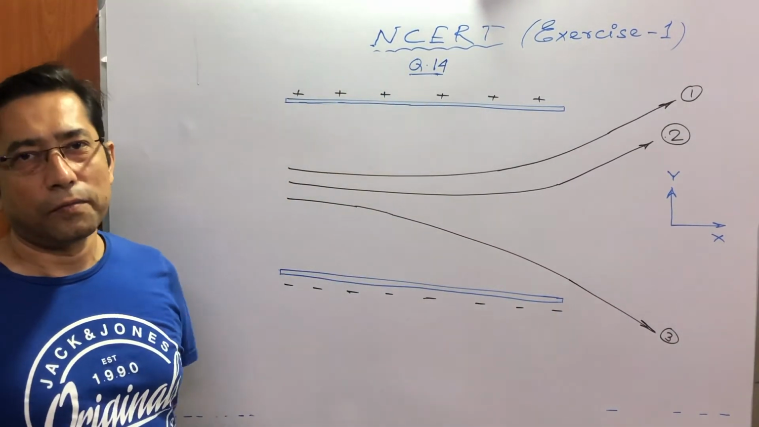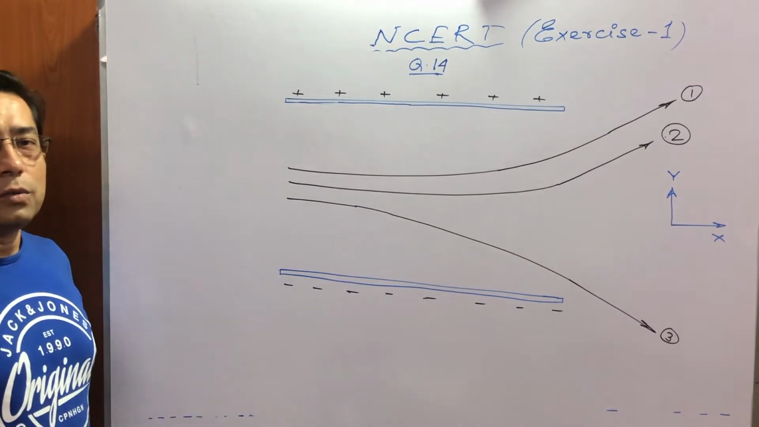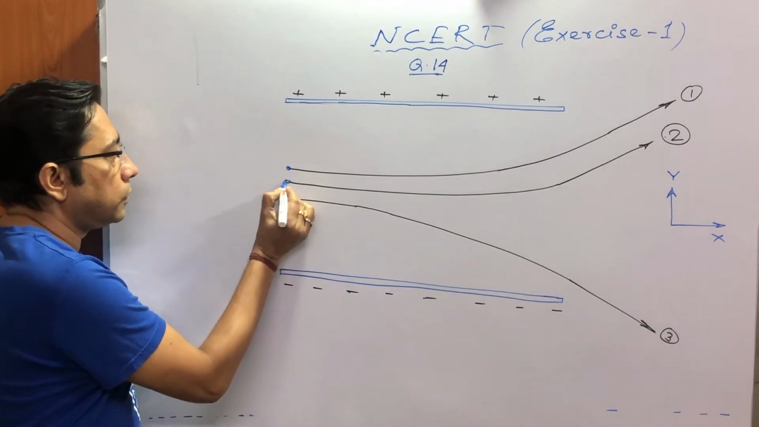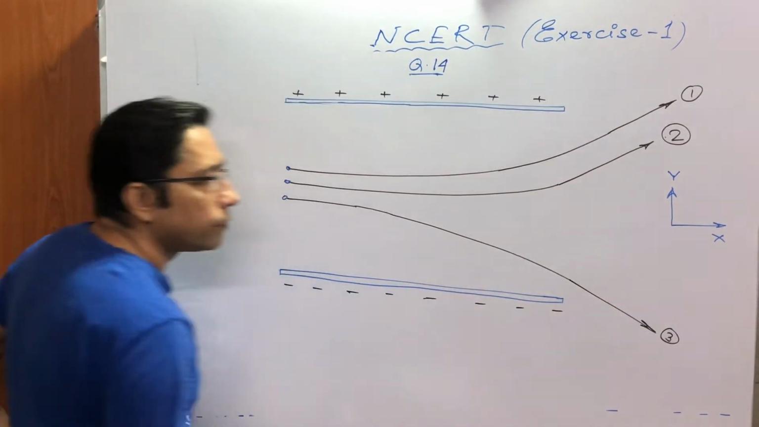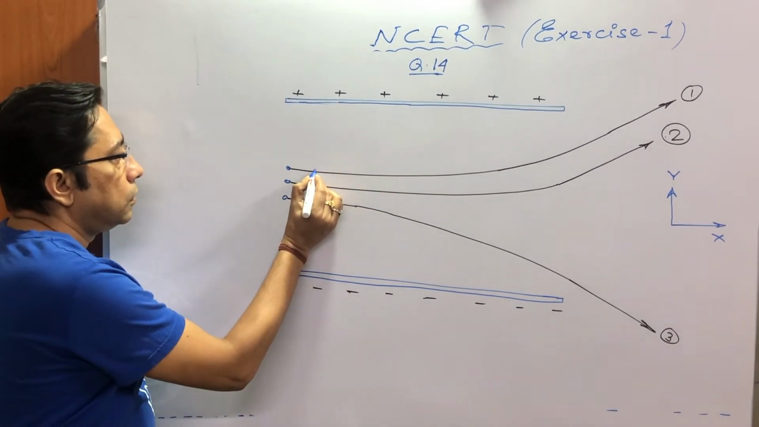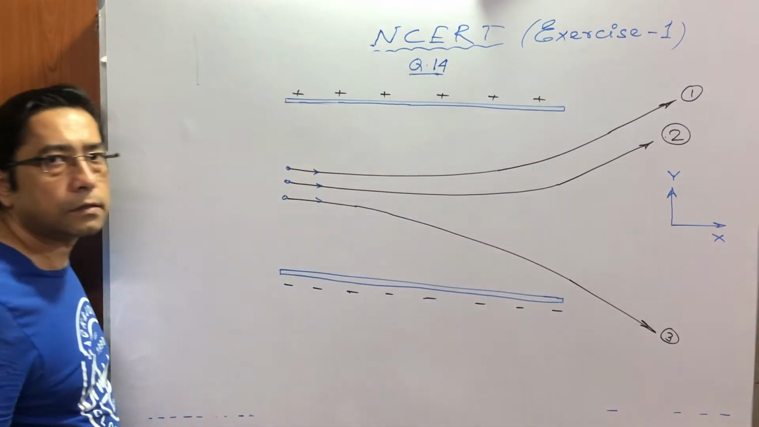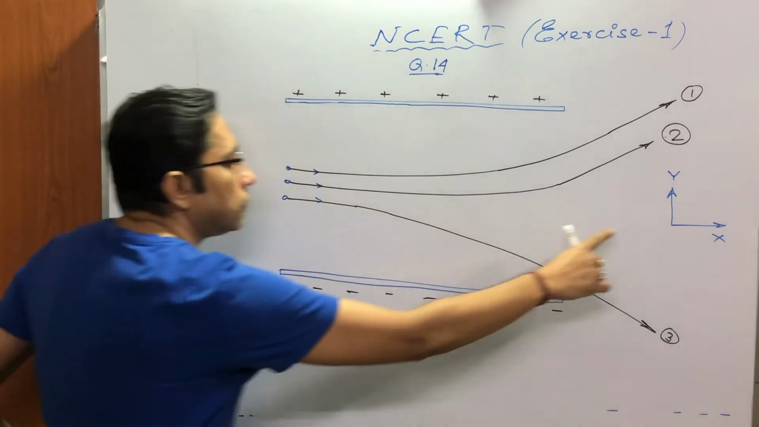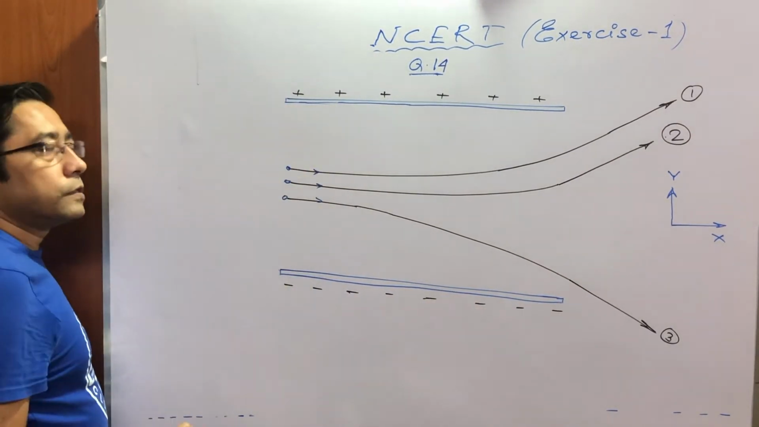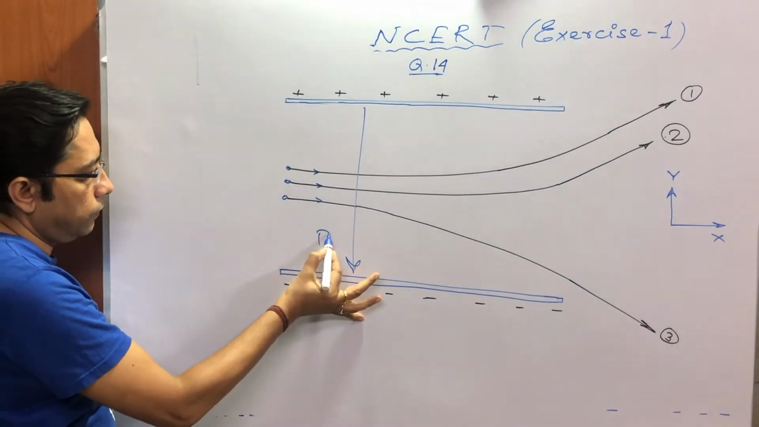Question number 14. There are no scary pictures here anyway. Notice this: first thing, 3 charged particles, 1, 2 and 3. They are projected along the same direction simultaneously. So they are projected along which axis? X-axis. Along y-axis, the velocity is 0. No velocity along y-axis. Second thing, there will always be an electric field.